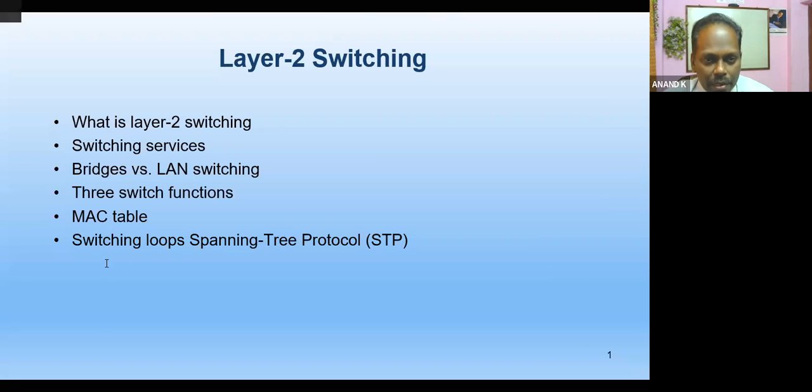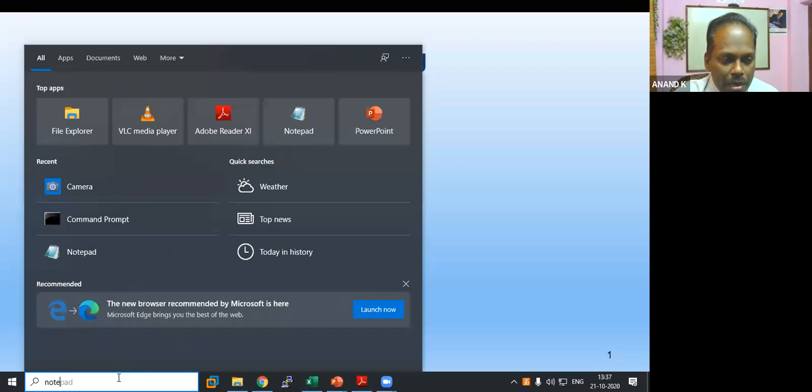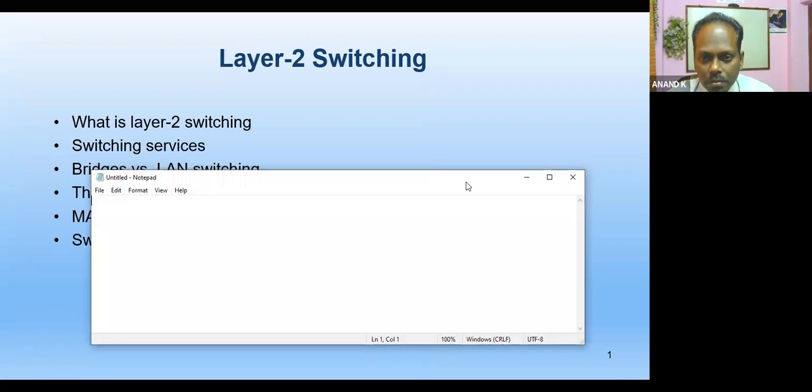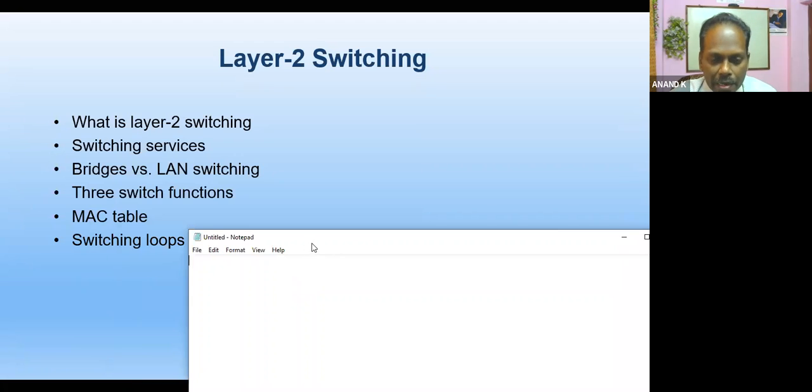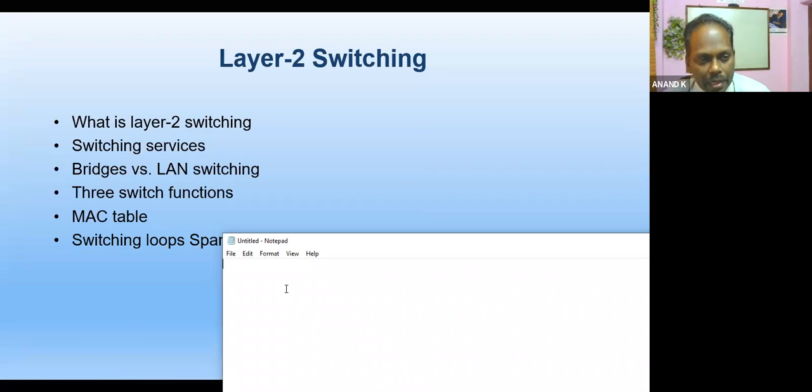I'll open my notepad. See, if you take any network, BSNL is a network, like Gitam is a network, like Andhra University is a network. We had a diagram also yesterday with the help of Cisco Packet Tracer.